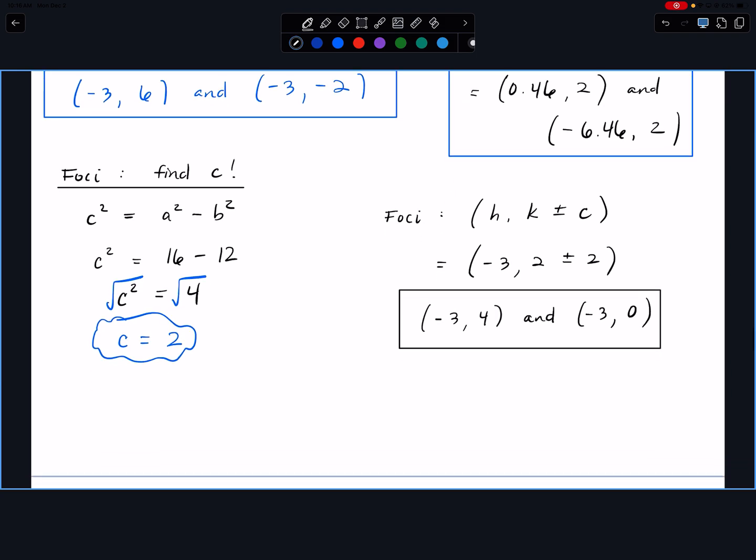Okay. The last thing I need to find is eccentricity, which is E equal to what? C over A. What was C? 2, divided by what's A? 4, which equals 1/2.